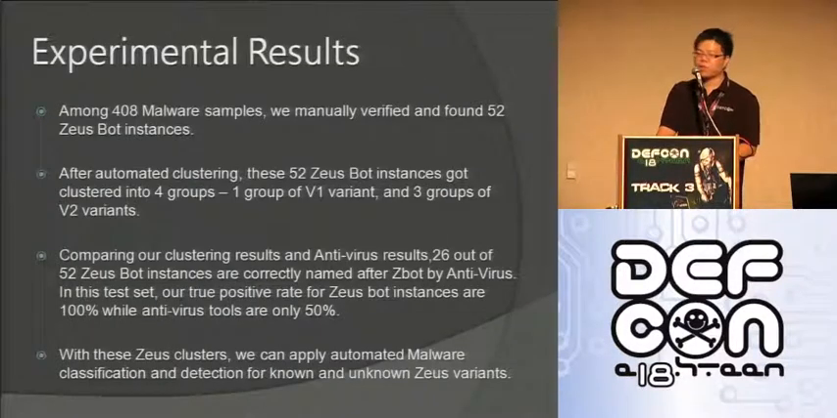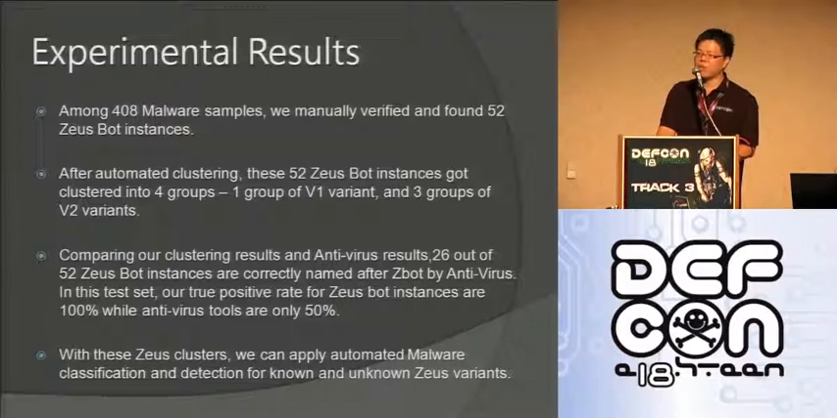So based on our experimental results, you see that out of 408 malware instances, we manually identified 52 ZBot malware instances. Among these 52 ZBot malware instances, they can be clustered into 4 groups. One group is the V1 variant, and 3 groups are V2 variants. When we compare these clustering results against antivirus results, they actually match with each other.